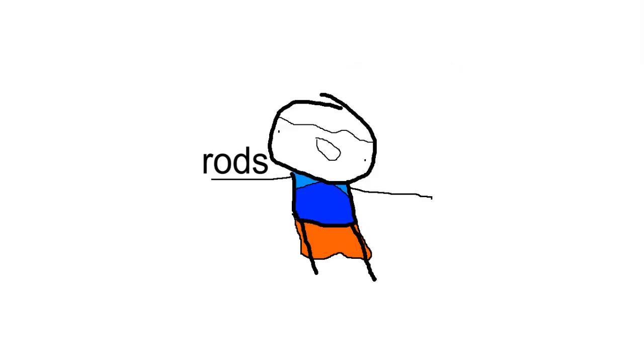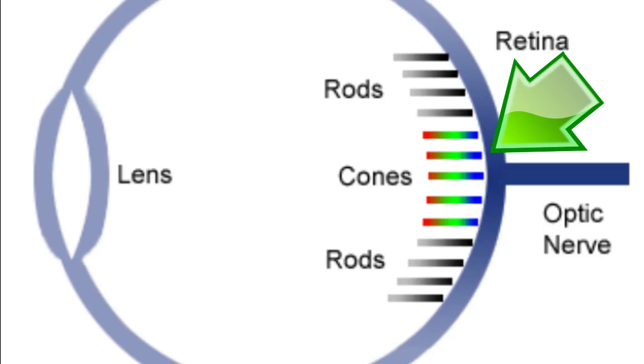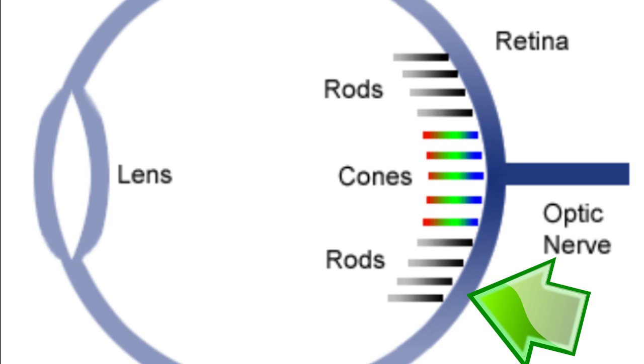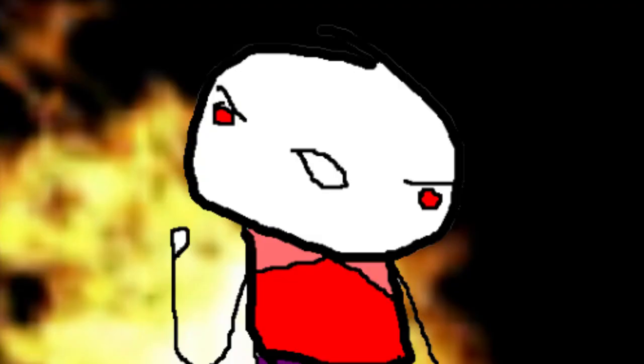First off, we have rods and cones in our eyes. No, not like ice cream cones. Cones enable color vision, and rods let us see colors like black, white, and gray. Heh, my cones must be broken, because I can only see the red in the blood of my enemies.